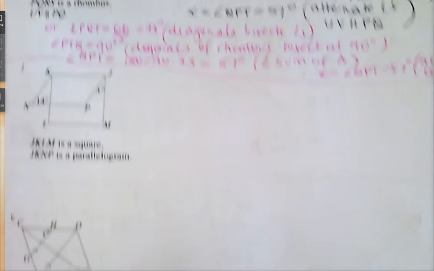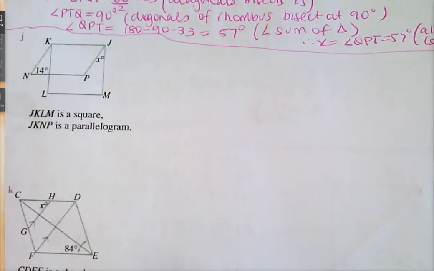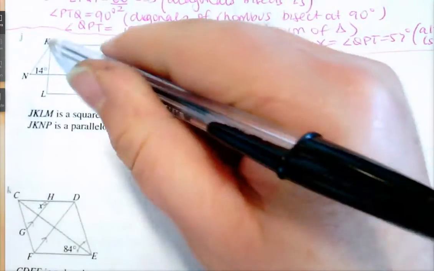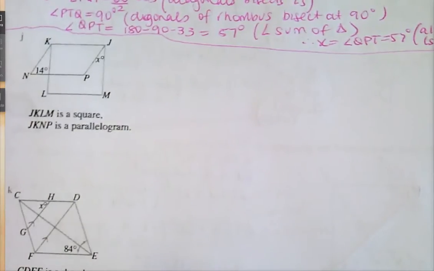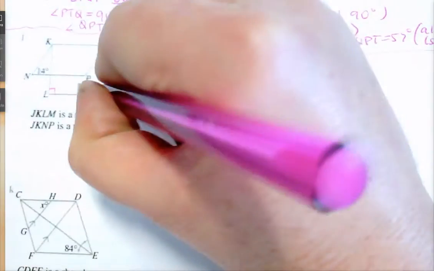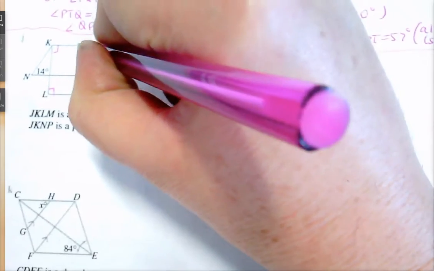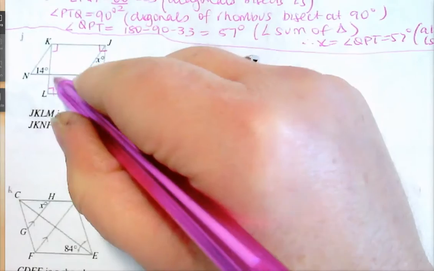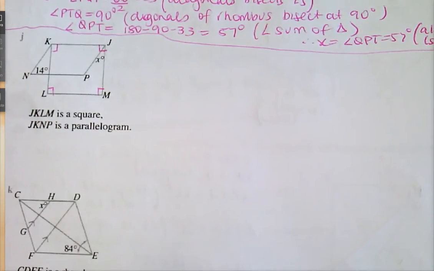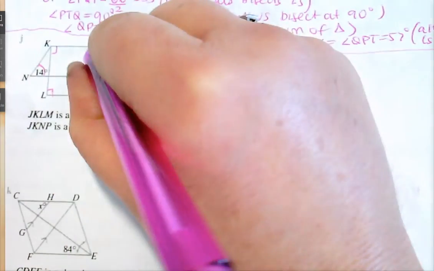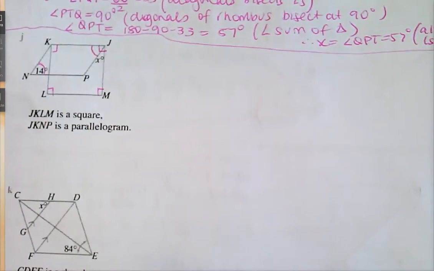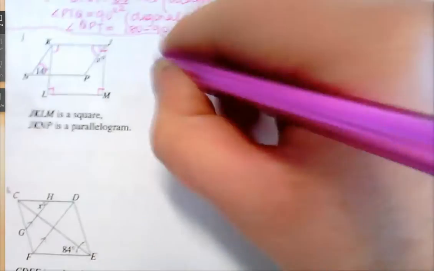All right, the next question down here, which is question J. Look, we've got a square here, so we know all the angles are right angles. I'm just going to put those in. And we've got a parallelogram. So we know that opposite sides are equal, opposite angles are equal, and it looks like that one's going to be the one that's going to help us out here. So if this is 14 there, then so is this one, and then we can work out x. That one's actually a lot easier to do than the others.